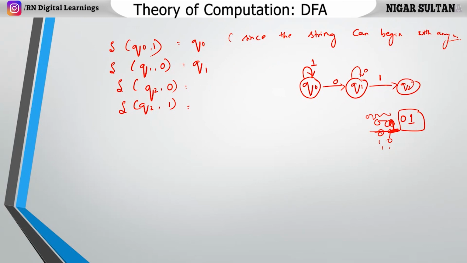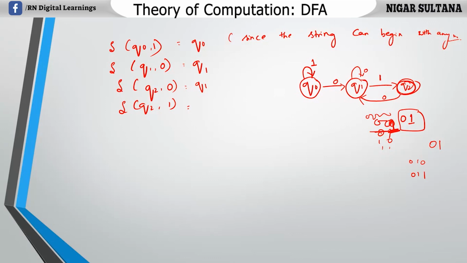Next, from Q2 there must be 0 as well as 1. So, what happens if we give 0 to the same state? It will be like 0 1 0, right? If we give 0 to the same state, it can be 0 1 0, or if we give 1 to the same, it will be 0 1 1. So, it doesn't satisfy the condition that it must end with 0 1. Hence, we can give this 0 to Q1. This is your Q1.